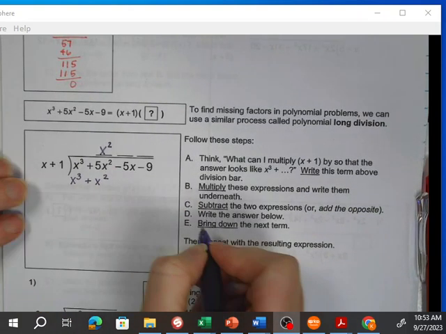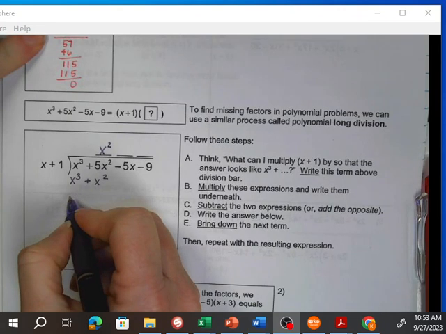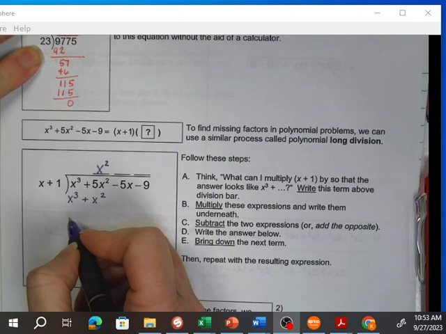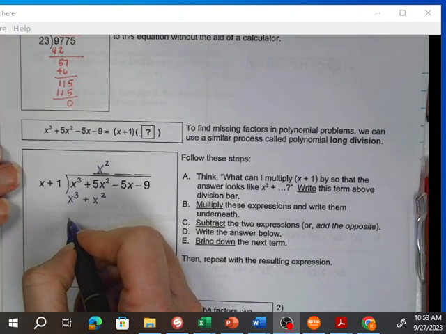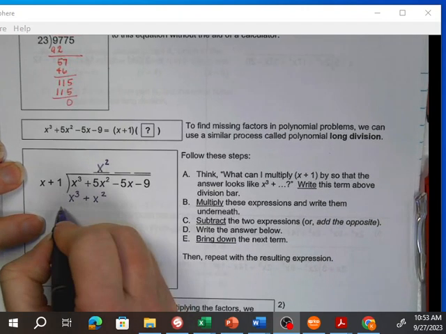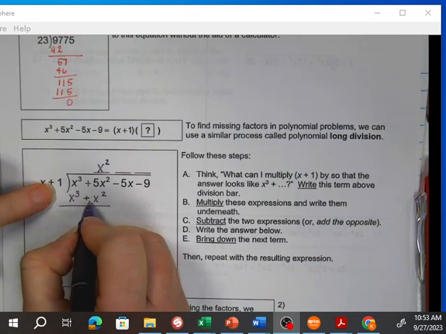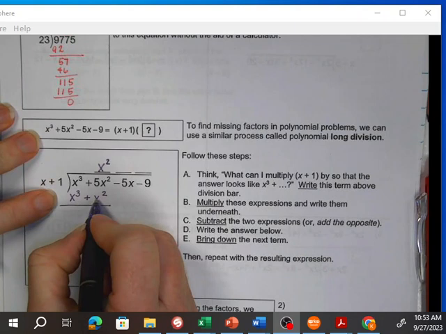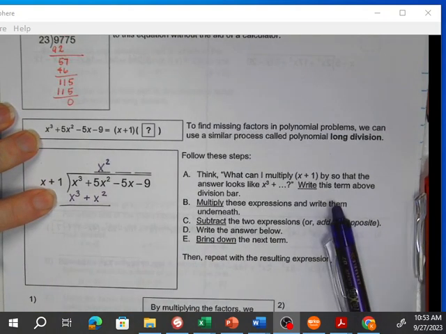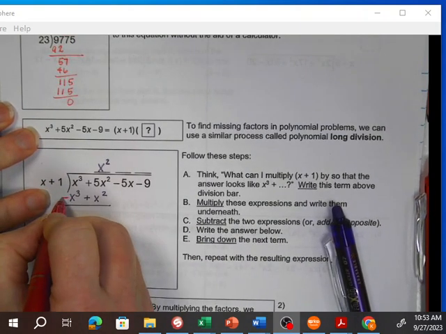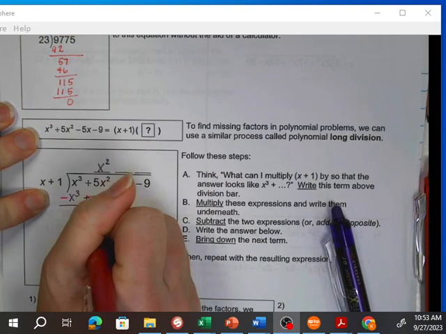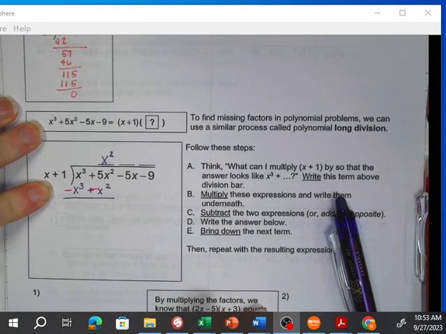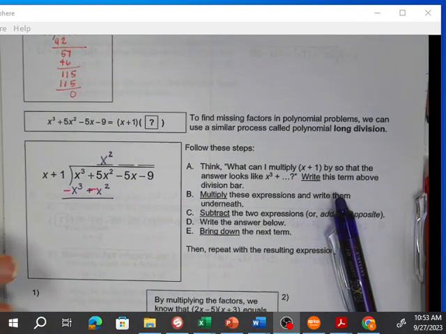Now, up here what we did was subtract. But when we're dealing with polynomials, it's easier to think of it as adding the opposite. So I'm going to take everything that I just came up with, x cubed plus x squared. I'm going to make it opposite of what it is now. So I'm going to make it negative x cubed minus x squared. And then I can add straight down.